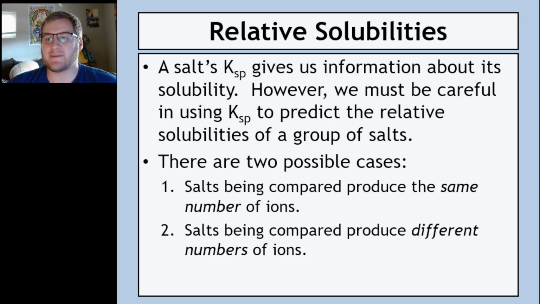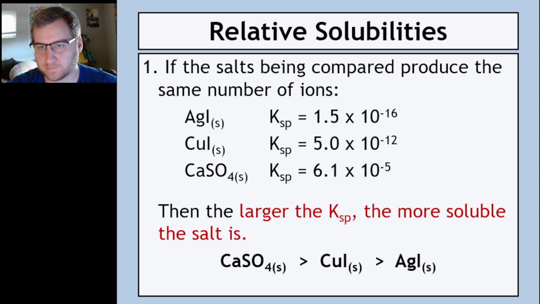A salt's Ksp gives us information about its solubility. However, we must be careful in using Ksp to predict the relative solubilities of a group of salts. Just because something has a higher Ksp than something else doesn't necessarily mean it's going to dissolve more. There's actually a couple of different cases. One, the salts being compared produce the same number of ions, or two, the salts being compared produce a different number of ions. Let's see what that means a little bit more.